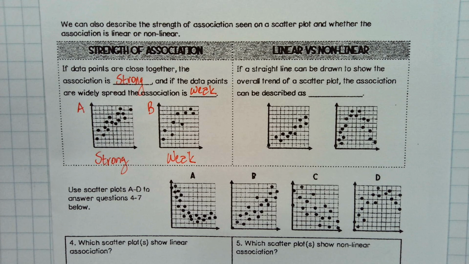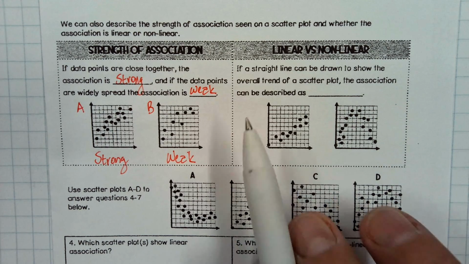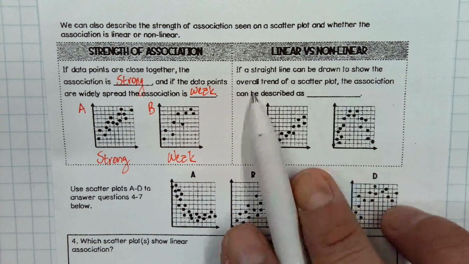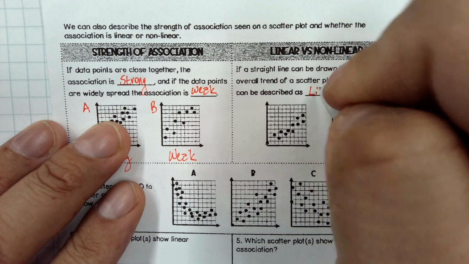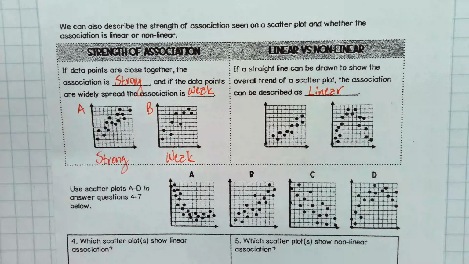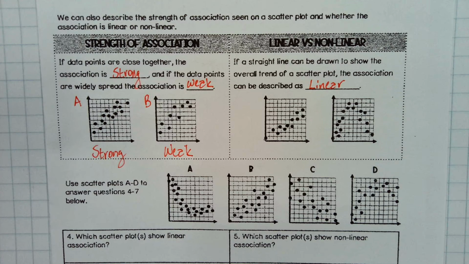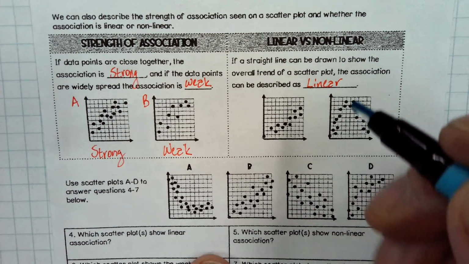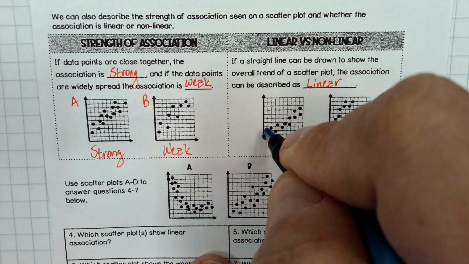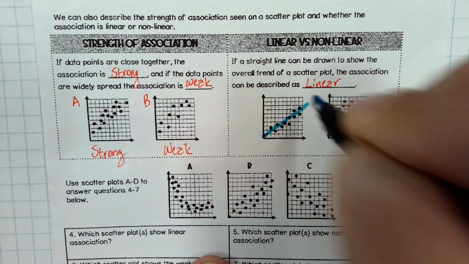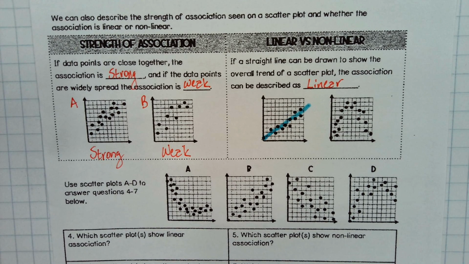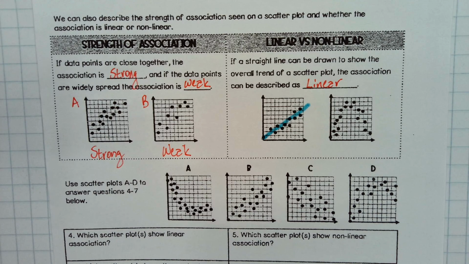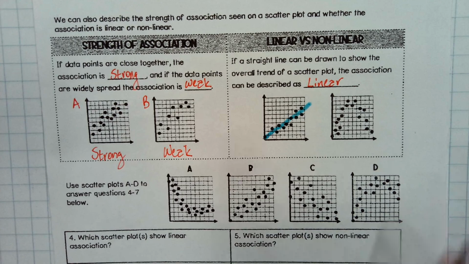The other thing is you can have linear or nonlinear associations. Okay, so if a straight line can be drawn to show the overall trend of a scatter plot, the association can be described as linear. So look at this first graph. On this graph, do you notice that I can draw kind of a line overlapping the middle and it kind of describes it? We're going to be doing a lot of this starting Wednesday, actually. If I draw that line, do you notice it kind of covers the whole thing there? Okay, that's known as a linear graph. So this one is definitely linear.